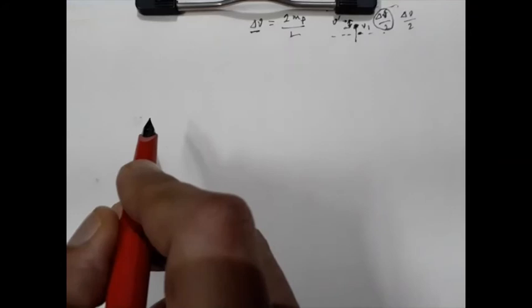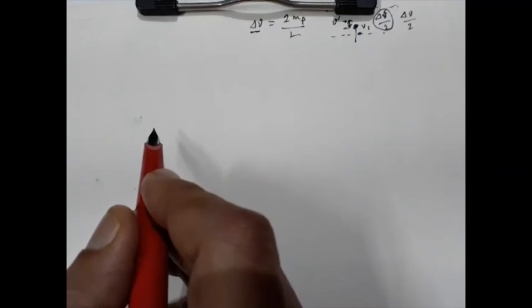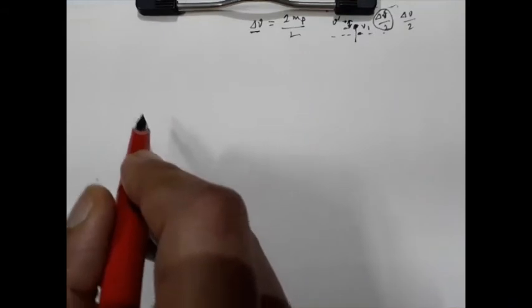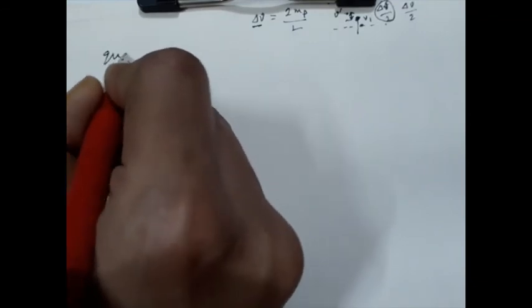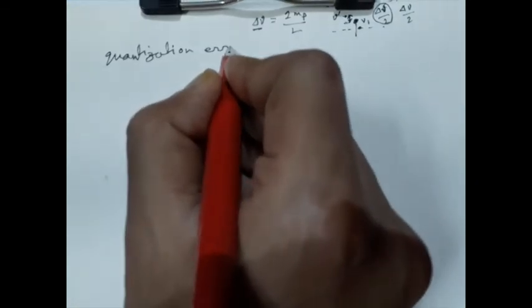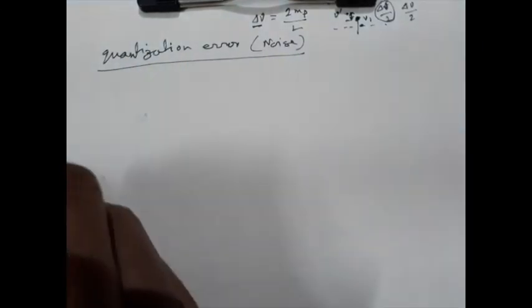Now ultimately we have to recover the original message signal, and during this recovery process we may have two types of errors. One is the quantization error, another is the pulse detection error, but here we will consider only the quantization error. So we must have some idea about the quantization error and corresponding noise.